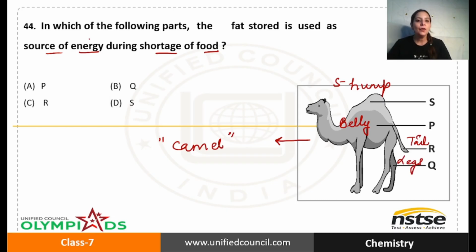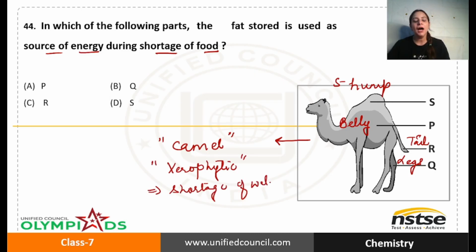Now it is asked in which of the following parts the fat stored is used as the source of energy during shortage of food. We know that camel is a xerophyte. That means it is an animal found in desert areas, and all the desert areas have a shortage of water.